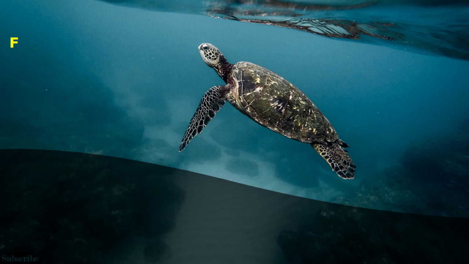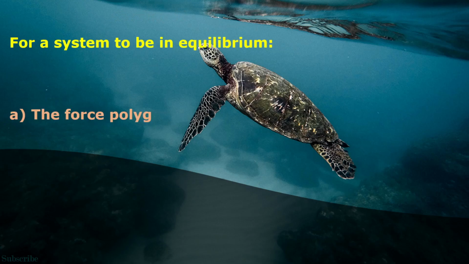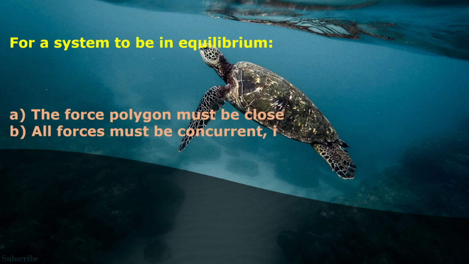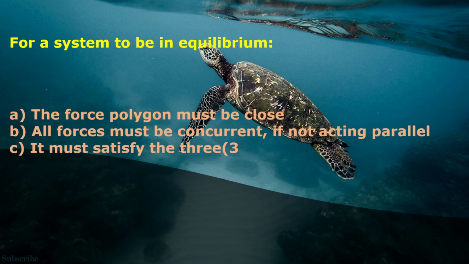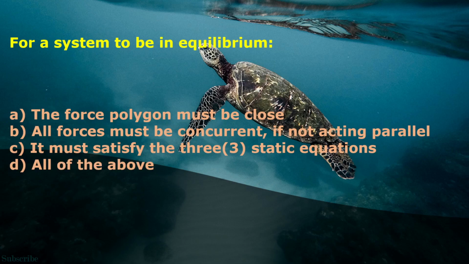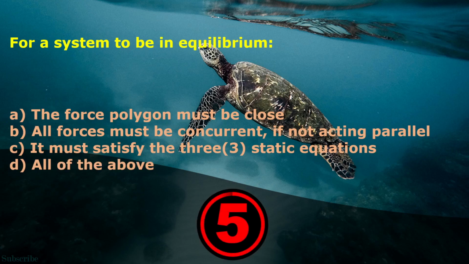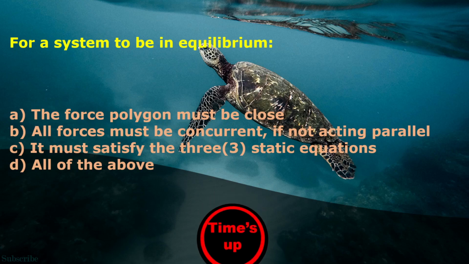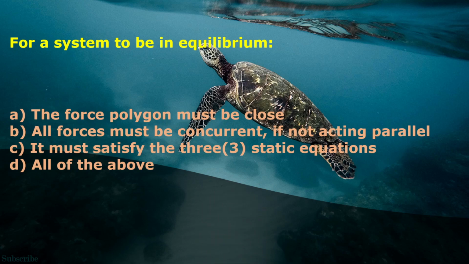Question number 36. For a system to be in equilibrium: A. The force polygon must be closed. B. All forces must be concurrent, if not acting parallel. C. It must satisfy the three static equations. D. All of the above. The correct answer is letter D, all of the above.